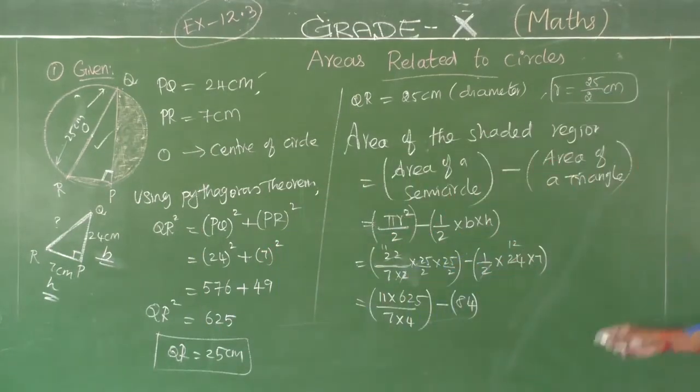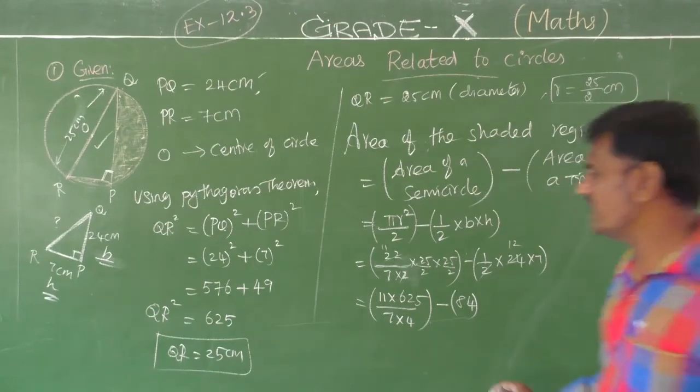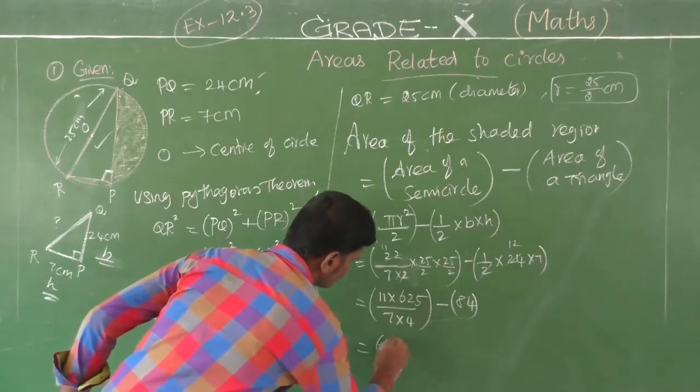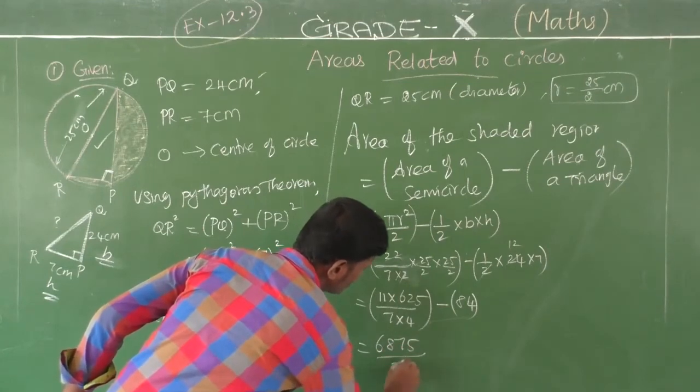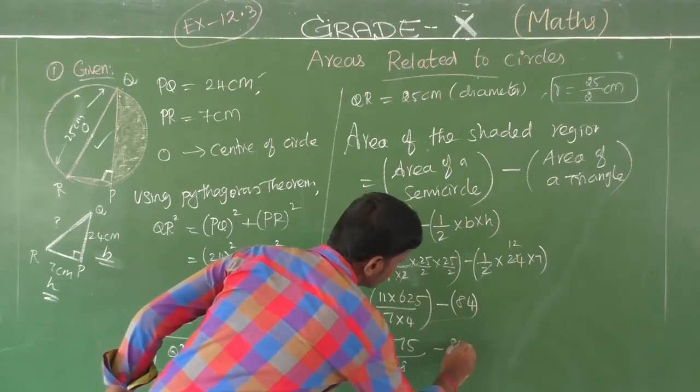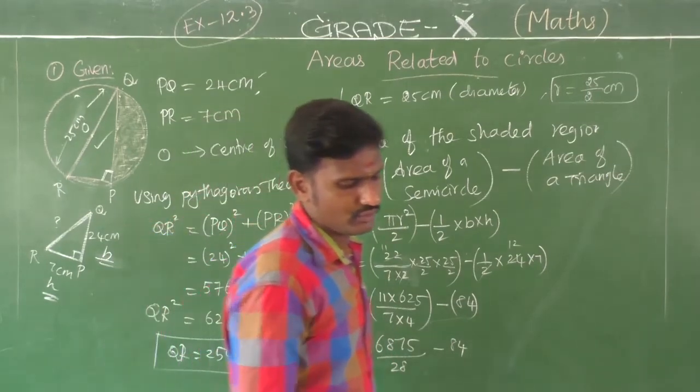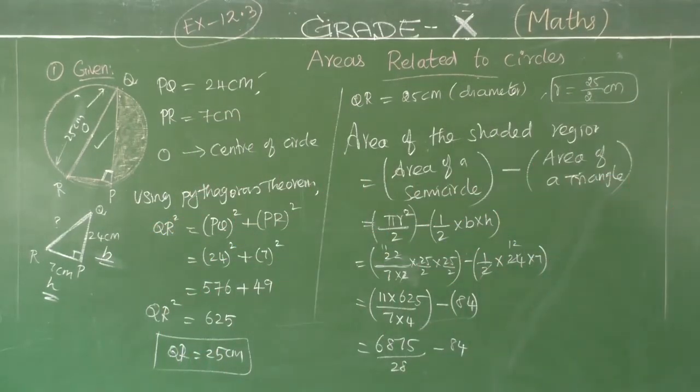So students listen. 625 into 11. So 5 to 6. Add 5, 7, 8, 6. So 6,875. Okay. 6,875 divided by 4 sevens are 28 minus 84. Minus 84. Okay. Now we are going to divide 6,875 by the 28th table.